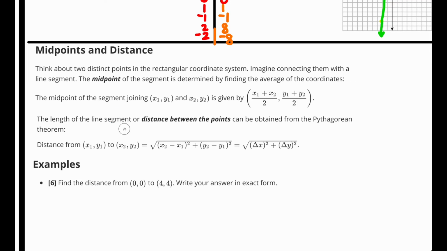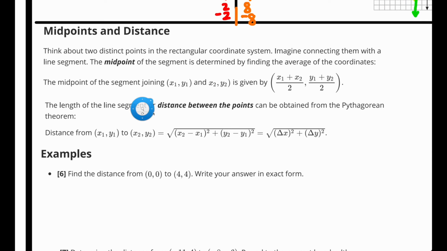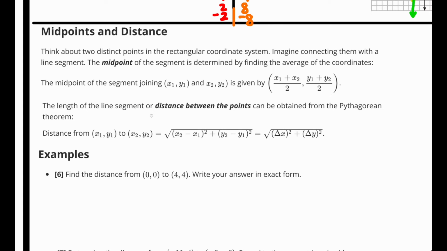So, all right, next thing, midpoints and distance. Think about 2 distinct points on a rectangular coordinate system. So just imagine any 2 points on an XY coordinate plane. Imagine connecting them with a line. Okay, the midpoint of that line is determined by the average of the coordinates. And that's basically the midpoint formula, you just take the average of the coordinates.